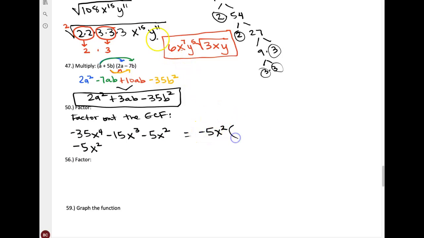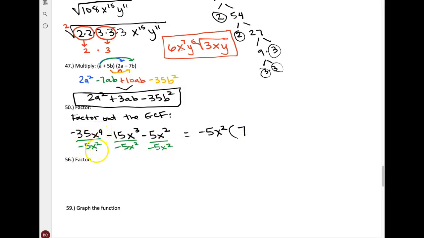Is going to be my greatest common factor. But then I need to figure out what my leftovers are. So I'm not done yet, right? So I'm going to divide each of these by that negative 5x squared to figure out what's left over inside here. Right? So negative 35 divided by negative 5 is positive 7.